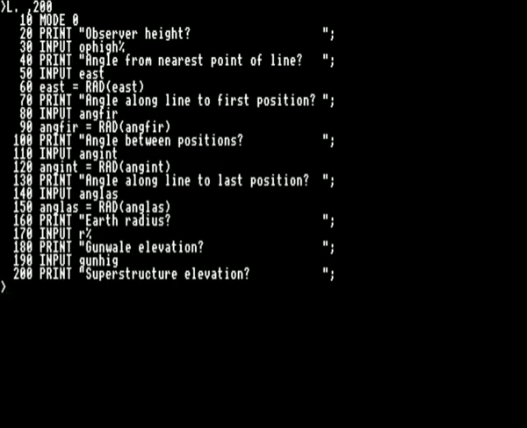Right, maybe with a bit of luck this time, this will actually record voice. I have improved this script. Made some changes here. It's now asking for all of these variables rather than just assuming them. And those lines like east equals rad east, angfir equals rad angfir are converting from degrees to radians. So you now put your numbers in degrees.